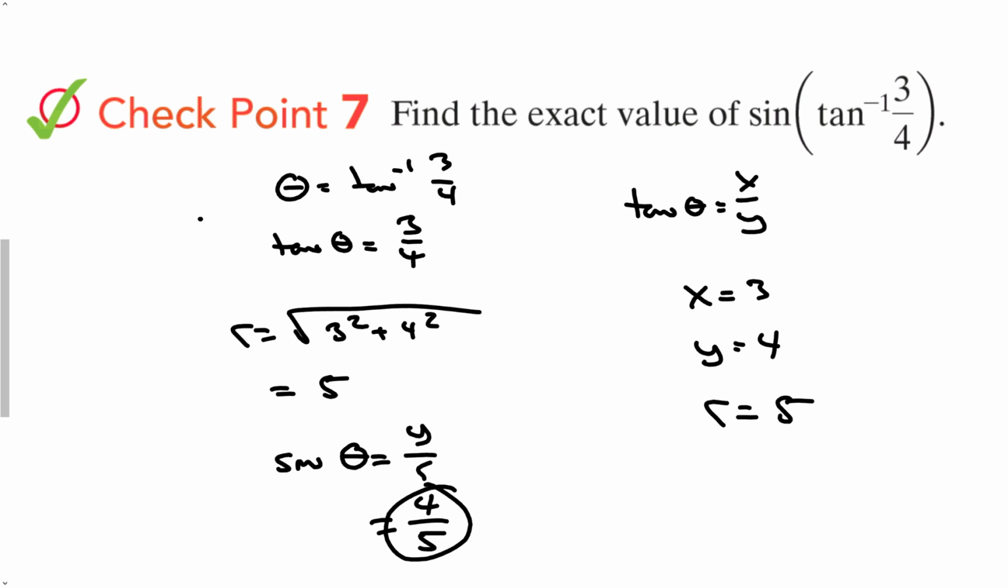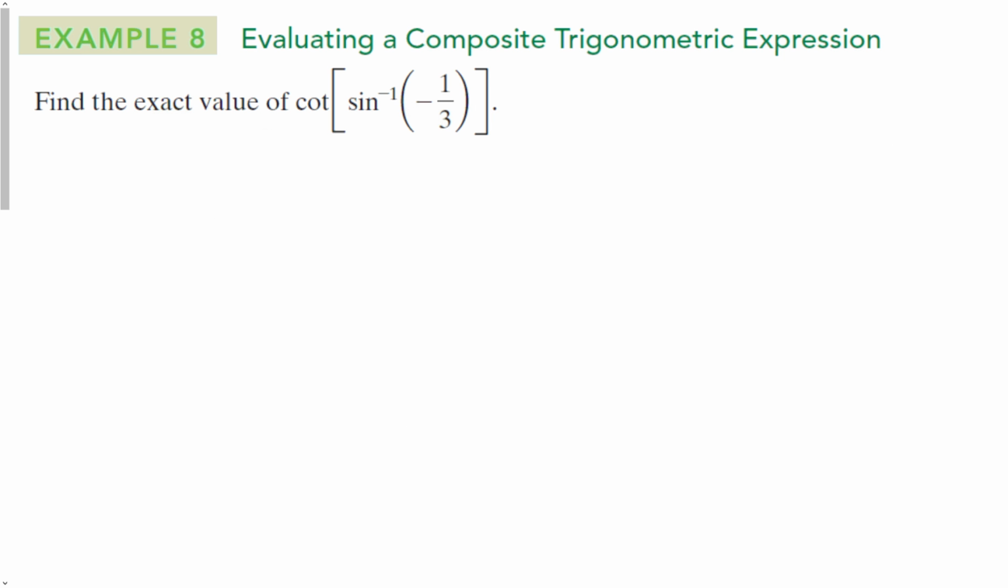So I never actually had to figure out what the angle was. I'm finding the angle whose tangent is 3 over 4, and then the sine of that same angle, so I never actually have to solve for the angle. I can just use the ratio right here to get my composition value. Okay.